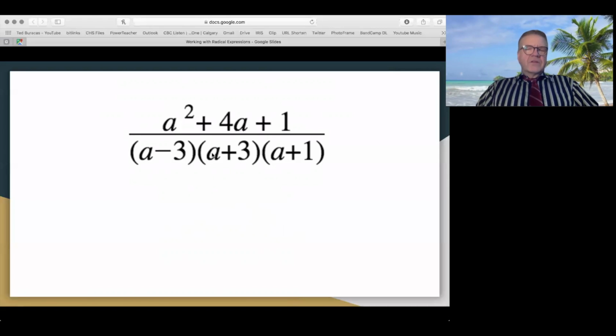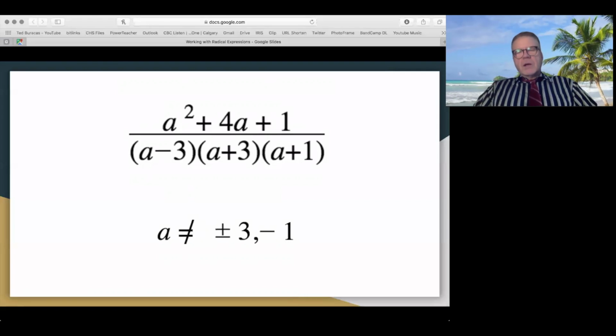Likewise, if a were equal to negative 3, the whole denominator would equal 0. And finally, if a were equal to negative 1, then this whole denominator would equal 0. So there are 3 restrictions, it looks like, 3 non-permitted values for the value of a. A may not equal plus or minus 3, and a may not equal negative 1.